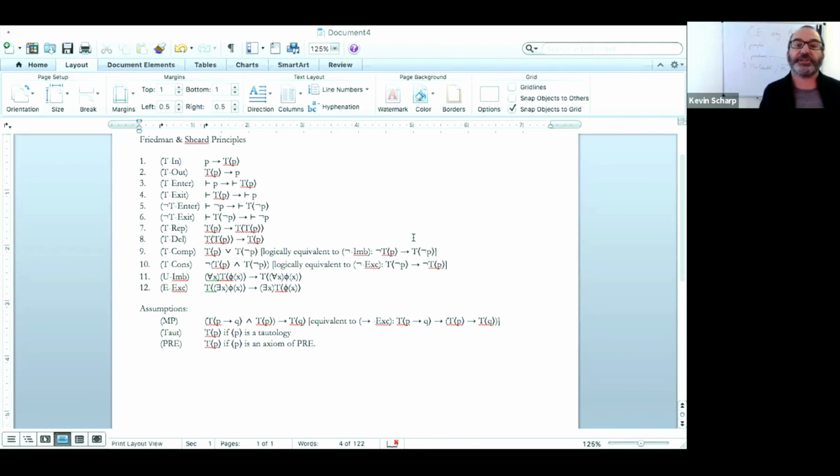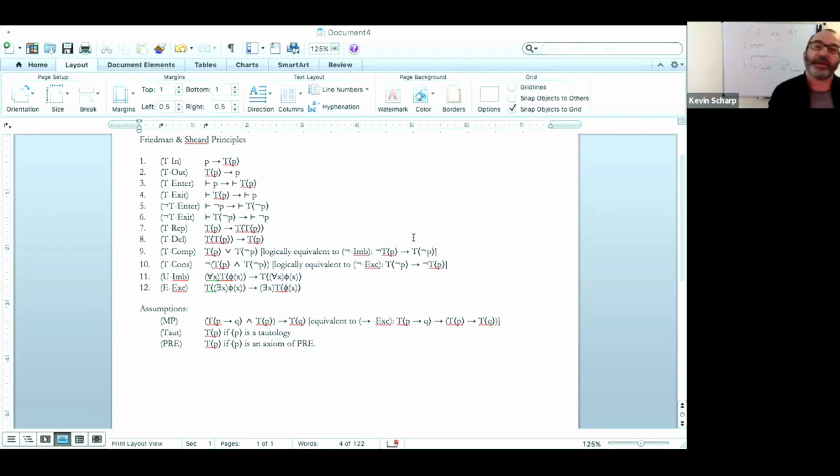We have some assumptions here, which is that truth is preserved under modus ponens. All the tautologies are true, and the mathematical theory that they developed called PRE also has all its axioms true. It only has one inference rule, which is modus ponens, so all of its theorems are going to end up being true as well.